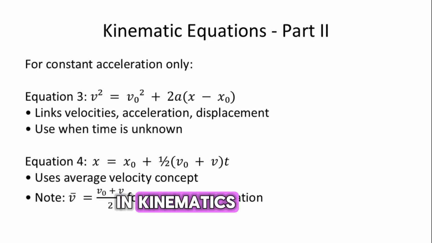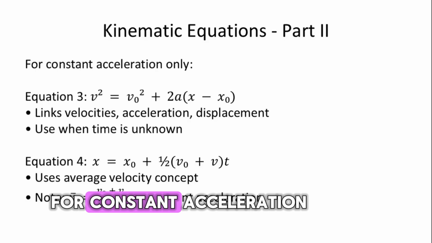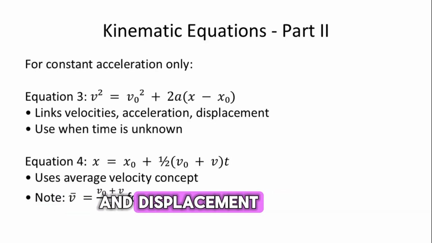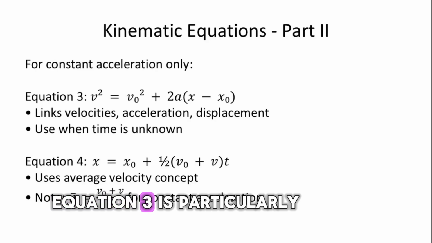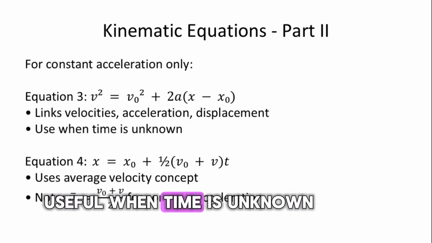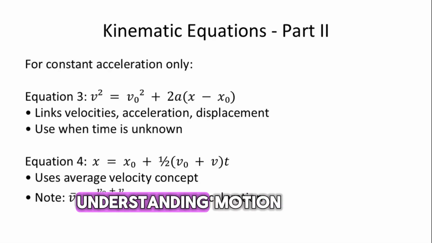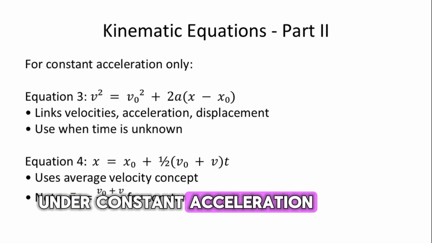In kinematics, we use specific equations for constant acceleration to link velocities, acceleration, and displacement. Equation 3 is particularly useful when time is unknown, while equation 4 employs the concept of average velocity, which is crucial for understanding motion under constant acceleration.